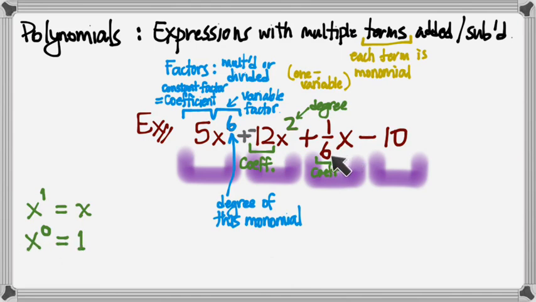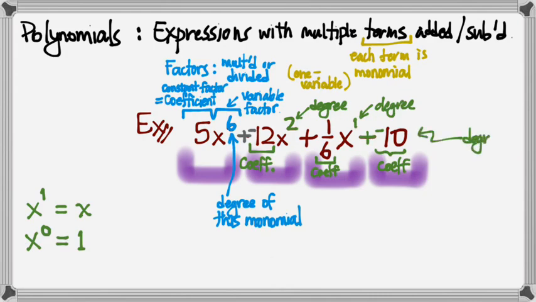So for this term, 1/6 x, what would we say is the degree? 1. There's that little secret 1 up here. That's the coefficient of this term. All right, and then what's the degree of this last term? First of all, what's the coefficient? Negative 10, bringing that negative sign along to correlate with the subtraction.